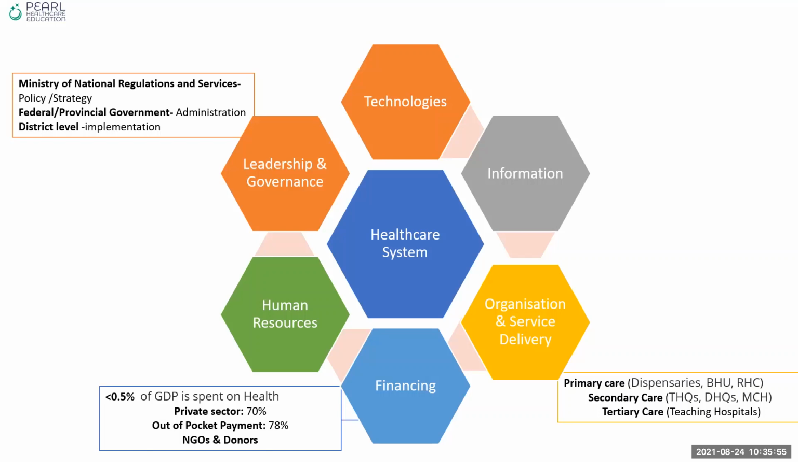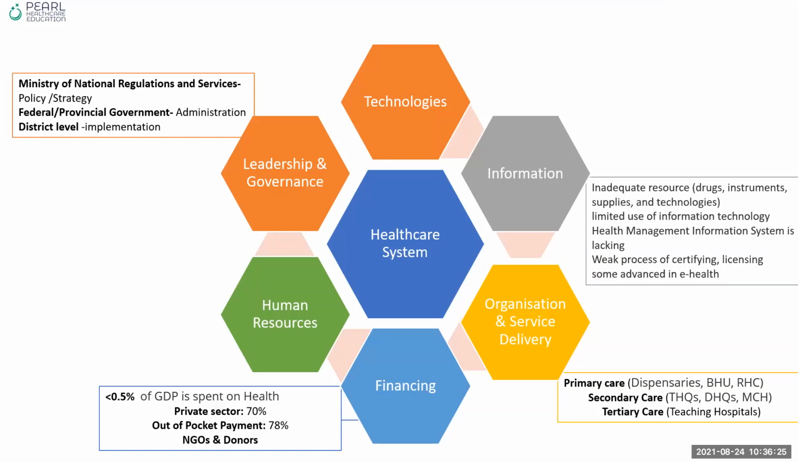With regards to financing, we spend very little on health. We spend about 0.5% of GDP on health regularly. 70% of the healthcare services are provided by the private sector, and 78% of the population of the country pays for those services through out-of-pocket payments, the out-of-pocket model that you've learned a bit earlier on. Then there are NGOs and donor agencies which support healthcare provision as well. So this is how the system works.